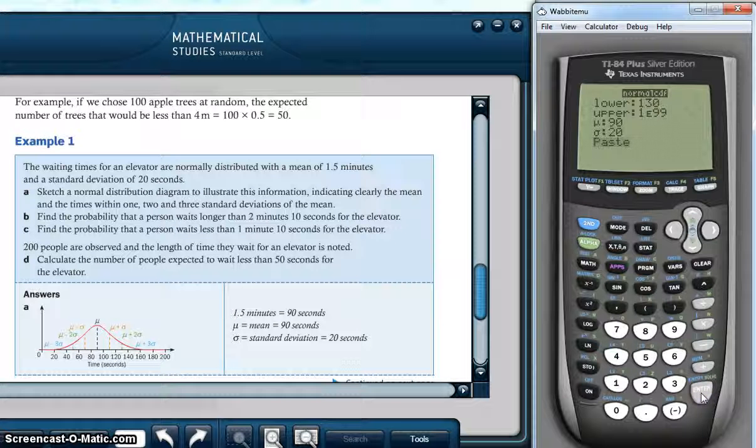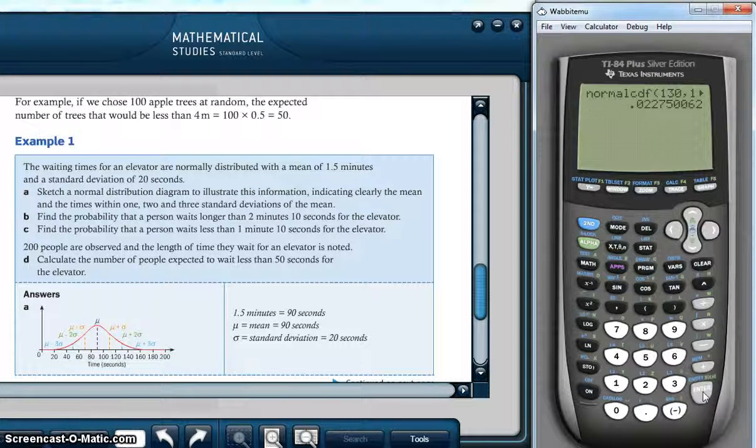Enter. Paste. Now if you didn't see the screen looking like this and it just showed the normal, then you have to put in the values with a comma in between. So we put in each value 130, comma 1E 99, comma 90, comma 20, end parentheses, and enter.